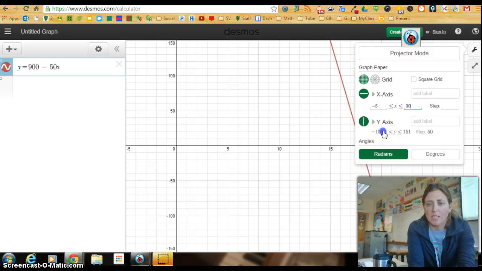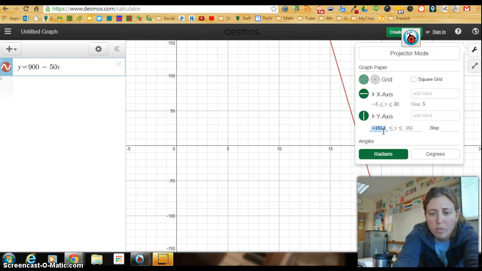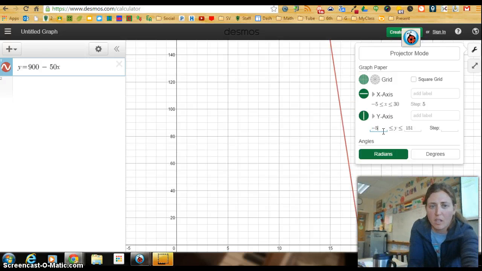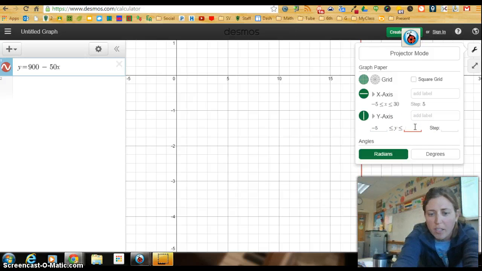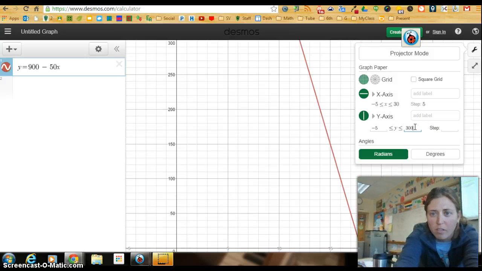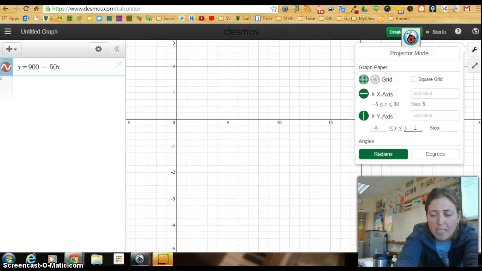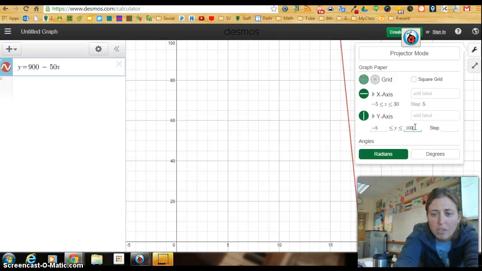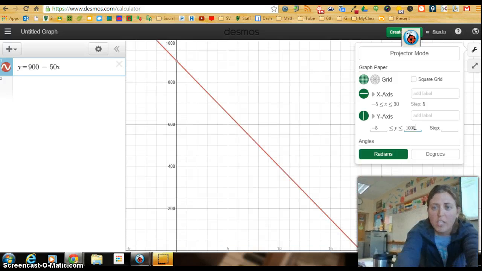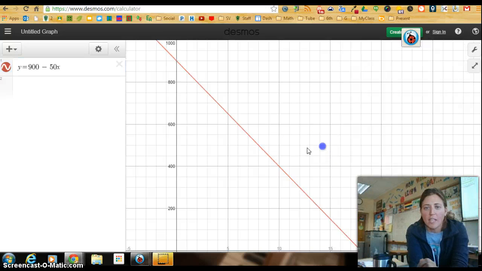In my y-axis, I don't really care if I go negative numbers, so I'm just going to put a -5 again to make that a little bit easier to see. And then I want to go all the way up to my $300, because that's where I start, right? No. Thank goodness, Miss Hasselbauer. I'll put in 1,000 so I can see exactly where that 900 is. Okay, so now I've got this nice graph. And as you can see, as I'm going through my days, I'm starting to spend money.